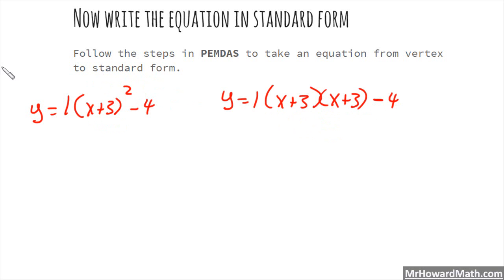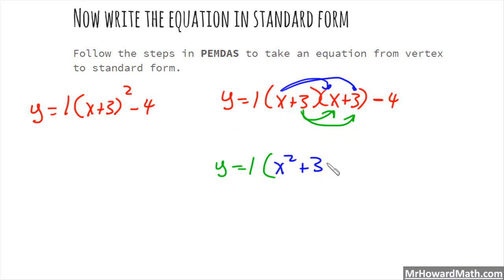So then we need to FOIL this out. So here to here, here to here, here to here, here to here. We're going to do that multiply first. So y equals 1 times. So the first blue arrow gives me x squared. Second blue arrow gives me plus 3x.